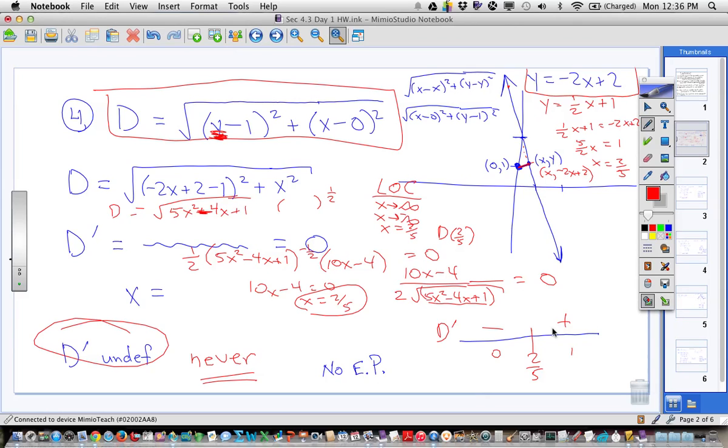D prime is always negative before 2/5 and always positive after 2/5, so d is always decreasing and then always increasing, so you have a minimum at 2/5. And then you have to answer the question.